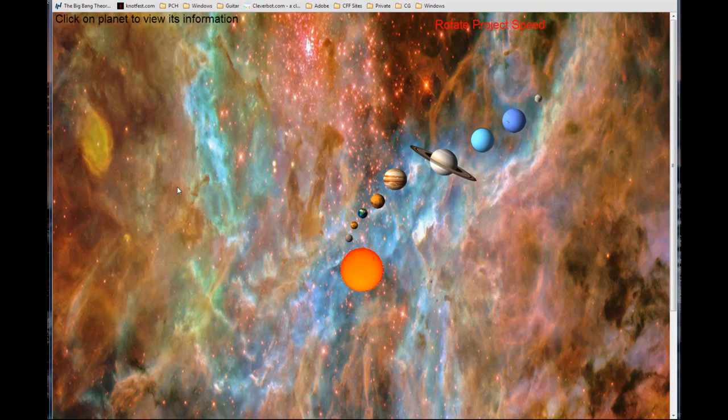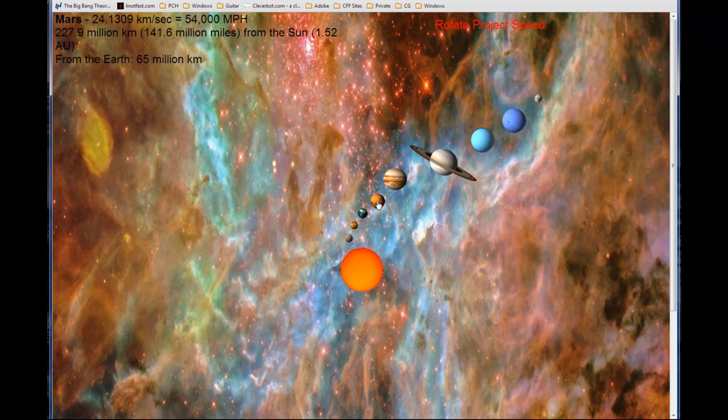And as you can see here, right up here it says click on planet to view its information. Come over here, you click on Mercury. It tells you how fast Mercury spins around the sun. It tells you how far Mercury is from the sun and how far it is from the Earth. Come over here, you click on Venus. It gives you the same information about Venus. And then Earth, of course, Earth is not going to let you know how far Earth is from Earth.